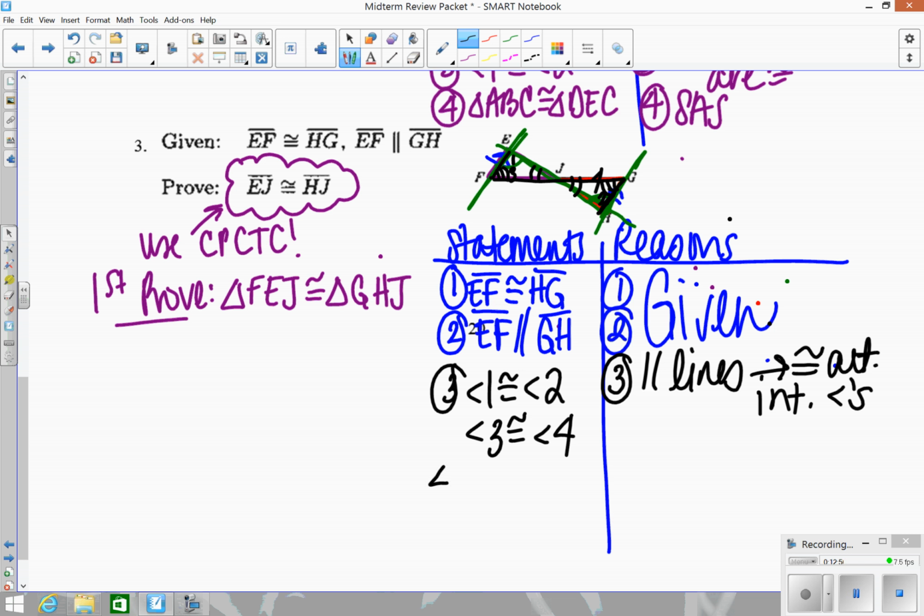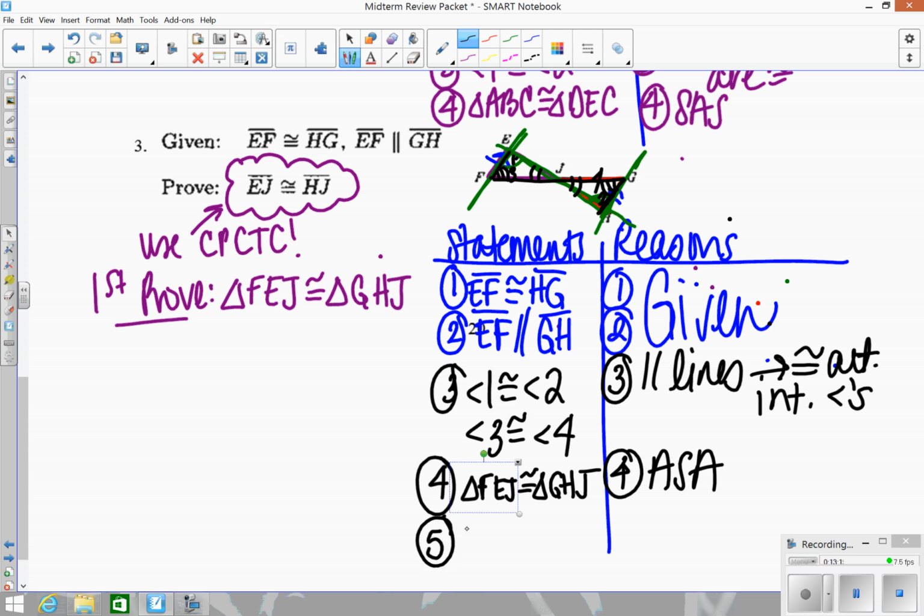So now I can say that the two triangles are congruent by angle, side, angle. So triangle FEJ is congruent to triangle GHJ by angle, side, angle, which now allows me to prove those corresponding sides are congruent. So EJ is congruent to HJ by CPCTC. So as long as the triangles are congruent, the corresponding parts have to be congruent as well.